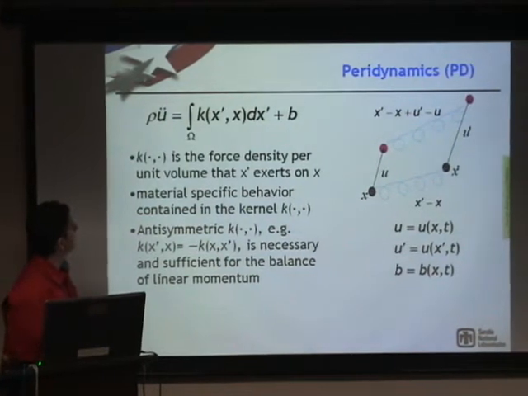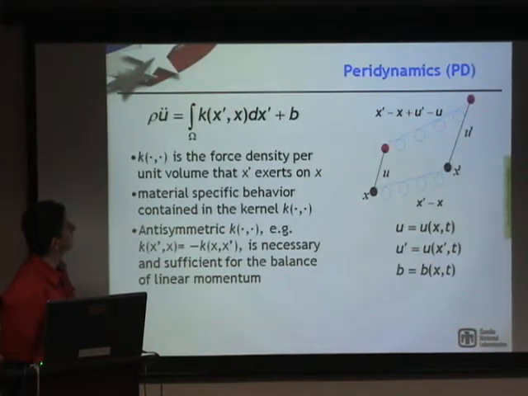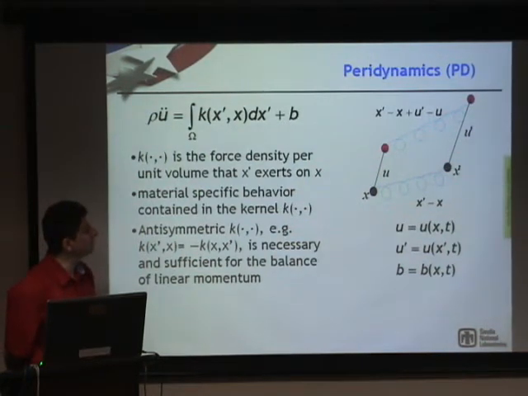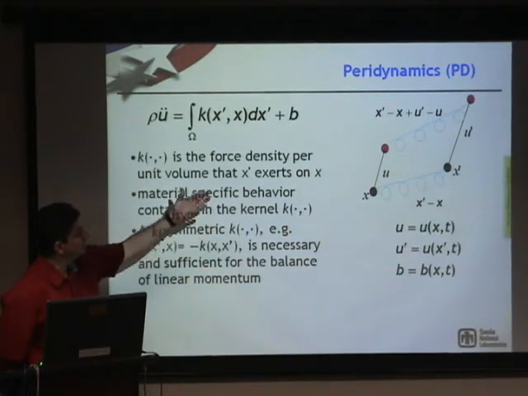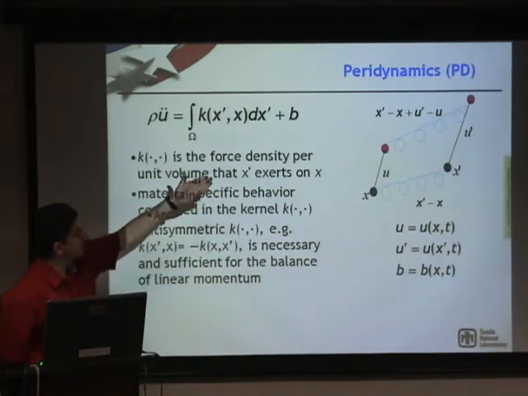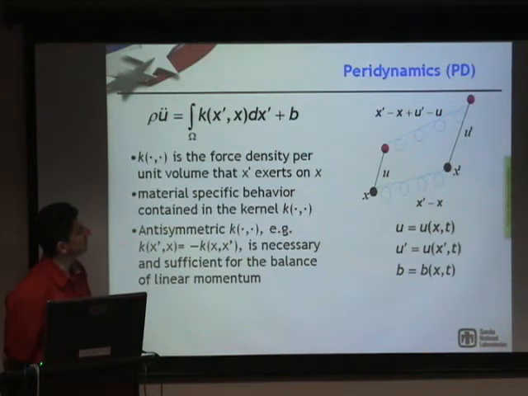This is an integral operator, and we're going to assume this kernel K is in units of force density per unit volume, and it represents the force that x prime exerts on x. In that picture, you can think of x and x prime as the ends of a spring, perhaps a nonlinear spring. They deform by u and u prime, and so now the vector between them is given by x prime minus x plus u prime minus u. So K explains that force.